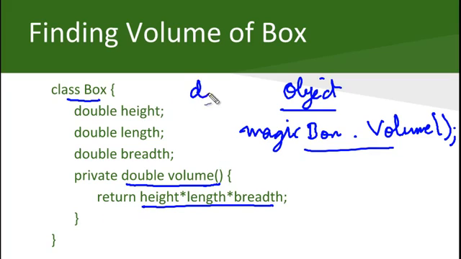So when we say double v = magicBox.volume(), it will return the volume of the magicBox when its height, length and breadth are specified. This is the behavior or interaction of the class, and this is a method, and these are the states. Now notice that a method does not need a dot operator to access the fields of a class, because this is within the class.